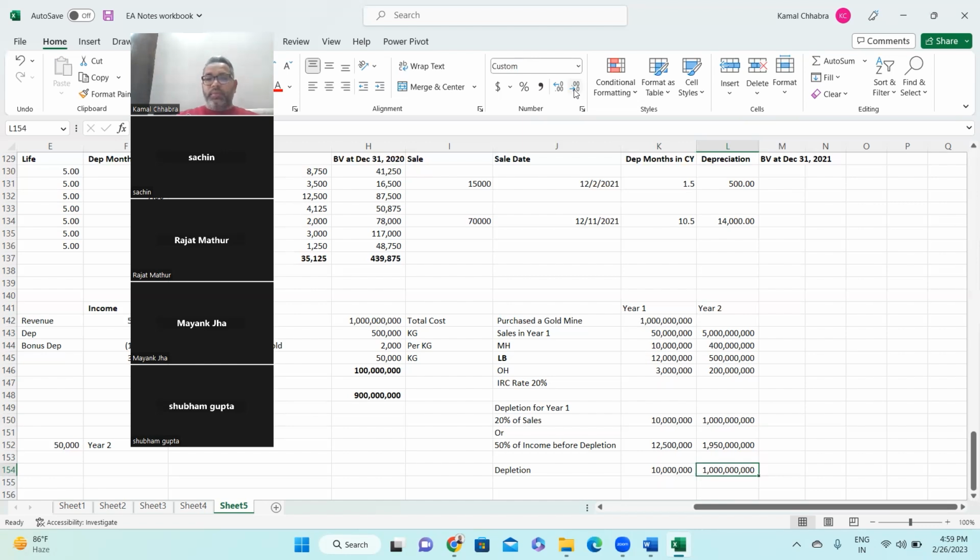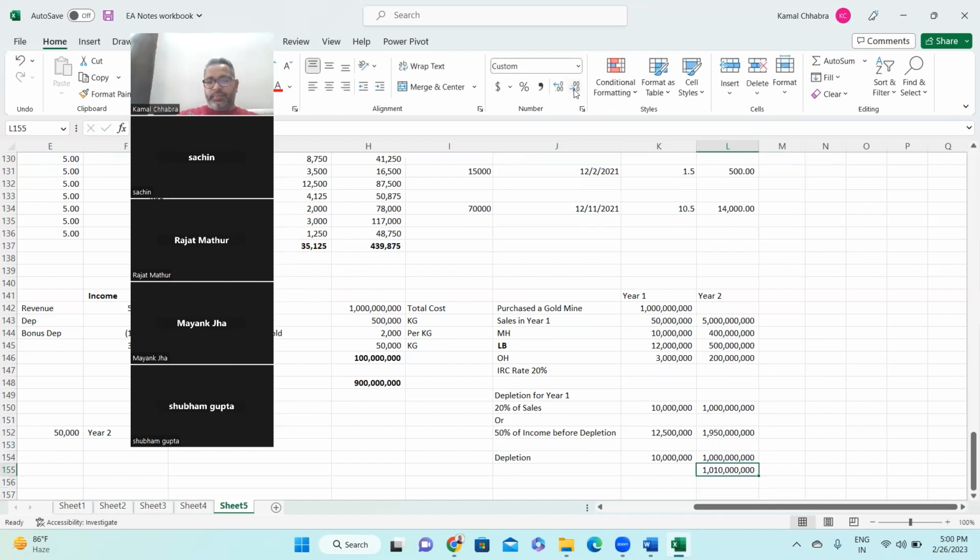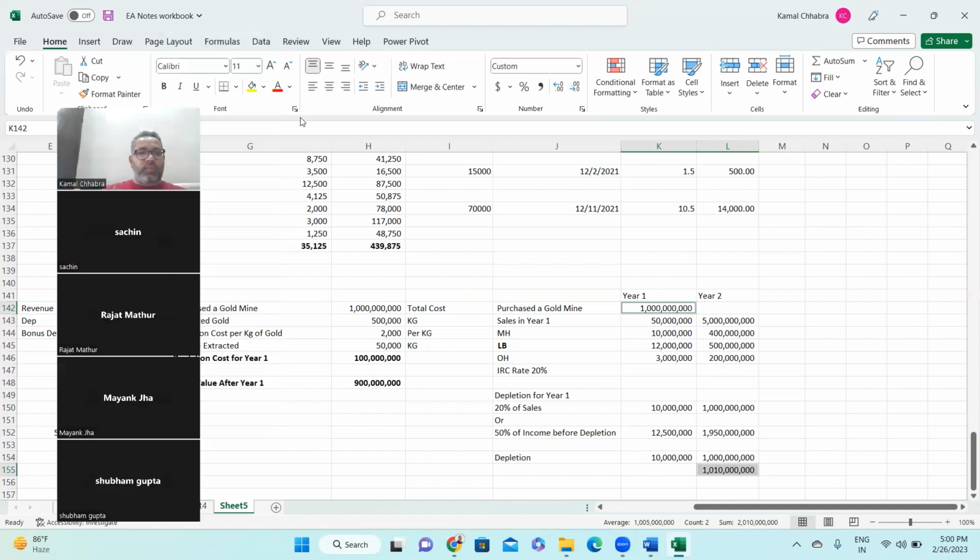Are you guys with me? Yes, sir. Sachin, Vivek, Rajat? Yes, sir. So now if you see, the total depletion is equal to the sum of this plus this. So this is more than the cost, right? This is more than the cost. So in the percentage depletion method, that situation is possible, and you can claim depletion expenses even more than the cost.